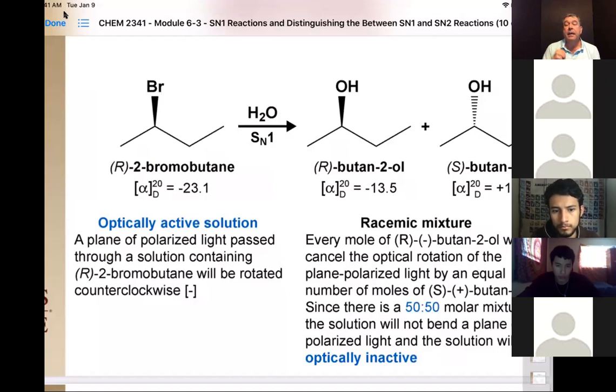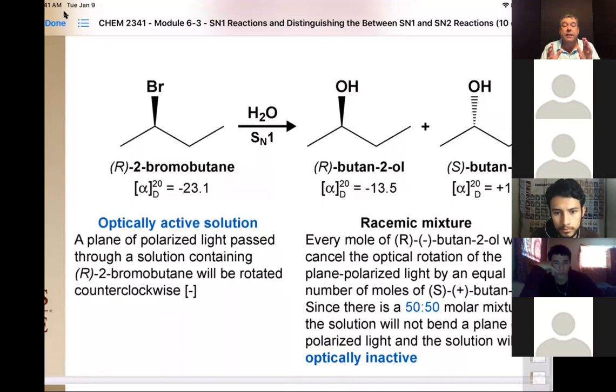Okay. If we started with something that was optically active and it turns to be optically inactive, or a 50-50 mixture of the two different isomers, then we know we had to go through an SN1 reaction. We formed that carbocation and the nucleophile attacked equally on the top and the bottom, giving us that racemic mixture, or 50-50 mixture of the two different isomers. So that makes this reaction not stereospecific.